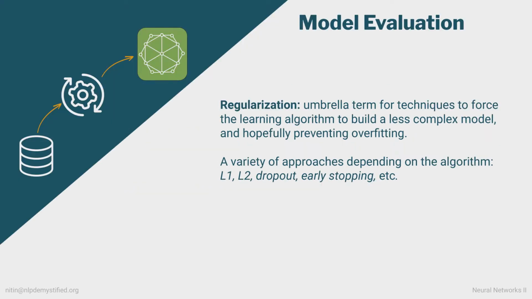Okay, moving on. In the Building Models module, we covered a concept called overfitting and a few ways to mitigate it, including choosing simpler models, trimming features, and getting more data. Another approach was regularization. Regularization, as you may recall, is any technique that forces a learning algorithm to generate a less complex model, which hopefully prevents overfitting. Let's look at a few now.